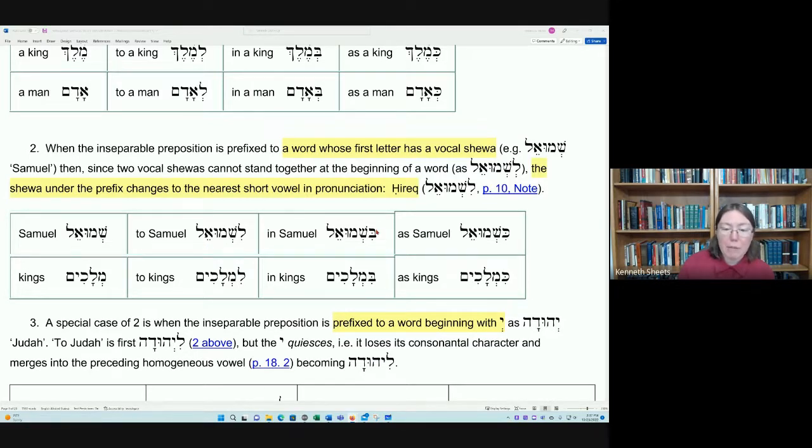Same thing as well if I put the beth preposition, I still would have had two vocal schwas side by side. The first one changes to the hiriq, the nearest short vowel in pronunciation. So thus we have bishmuel, in Samuel. And then as well, if I wanted to say as Samuel, then I put the kaf preposition on the front of it. I would have had two vocal schwas standing side by side, and so as a result the first one changes to the nearest short vowel in pronunciation, which would be the hiriq. So kishmuel.